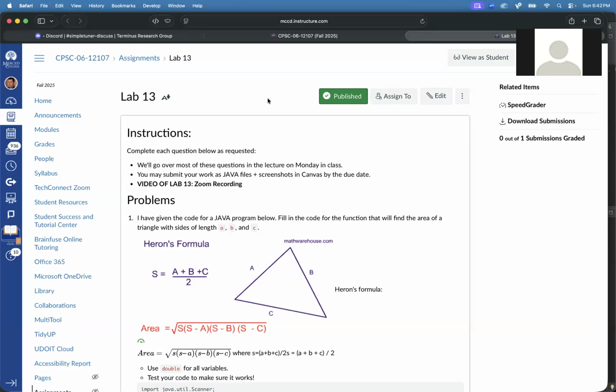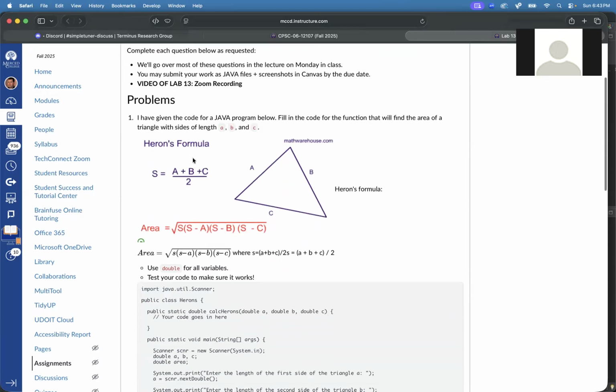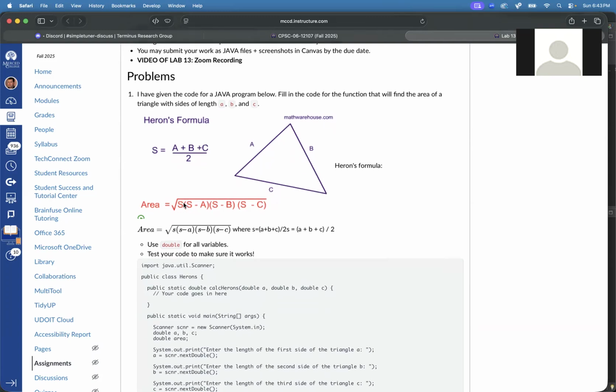Okay, everybody. So what we're going to be doing in this video is Lab 13. Lab 13 has to do with methods, which we've been covering for a couple of weeks at this point, and in fact, we probably have moved on from that topic now. So what we're going to be doing is basically implementing a method to do a math formula. That's actually very straightforward to do. So we'll go ahead and get started here.